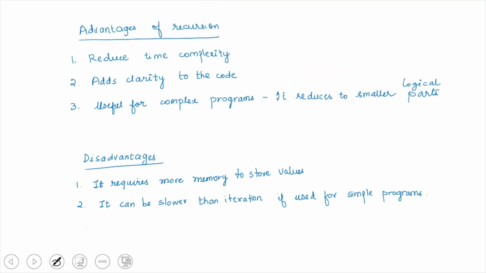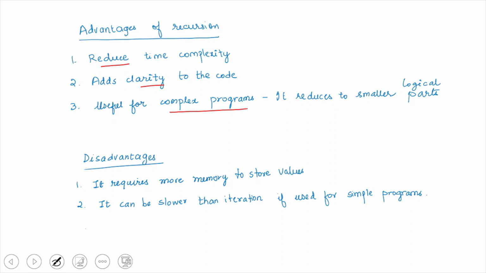The advantages of using recursion is that it will reduce the time complexity and it also adds clarity to the code. But remember, factorial is just to understand the program better, but it is not used for such simple programs. Generally, it is used for complex programs. It reduces the problem into smaller logical parts.